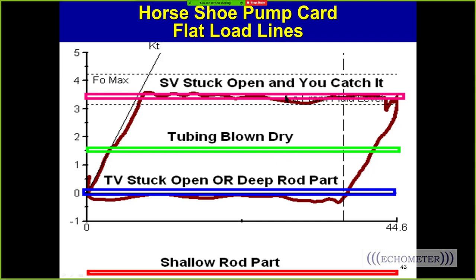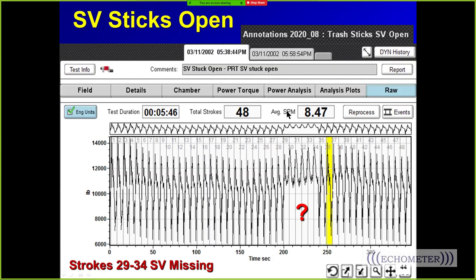And here, the standing valve is stuck open, so during the stroke we're weighing the wet rods in fluid plus the pump load on the rod string on the upstroke and the downstroke, because the standing valve is stuck open. So this is an example where trash sticks the standing valve open. We'll look at that in a minute.